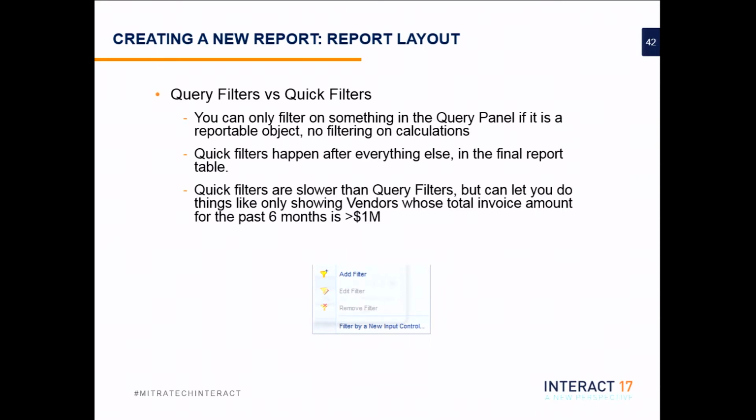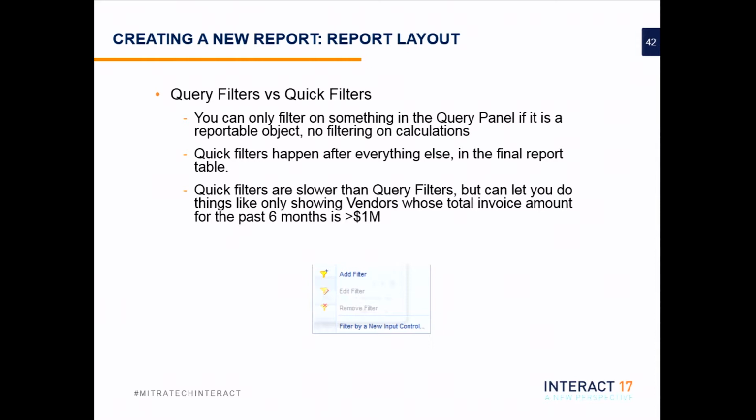But if I want to filter against a count of matters, that is a thing that doesn't exist in the query panel. It's not in the universe. First, I have to get all those matters, then I can count them. Then I can create a quick filter in order to filter out just states that have less than 5 matters.